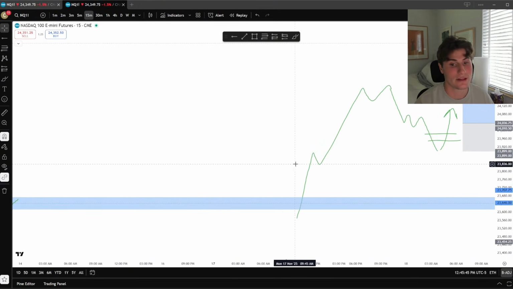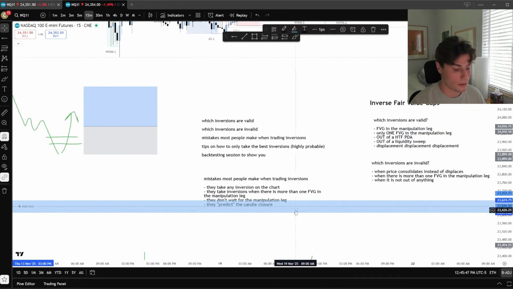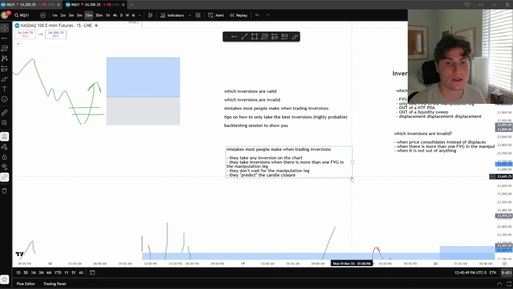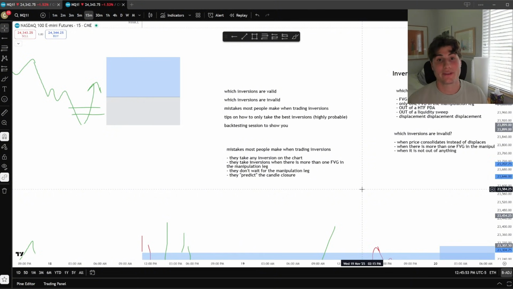Okay, a lot of people do that, and that is horrible. You must have the patience to wait for the closure. You need the confirmation. The whole point of inversions is for confirmation. You need to confirm your position, confirm that the market is changing directions, confirming the break of structure, etc.